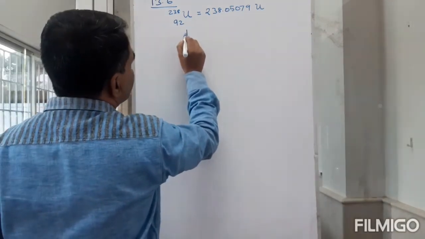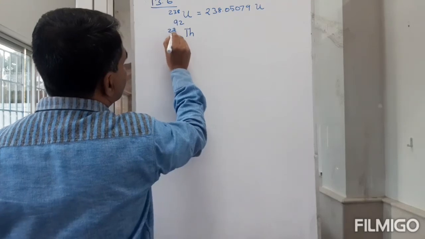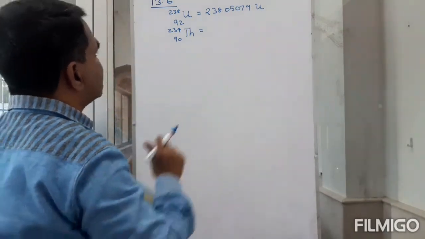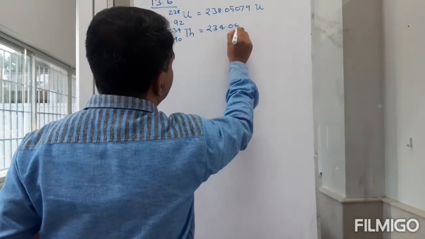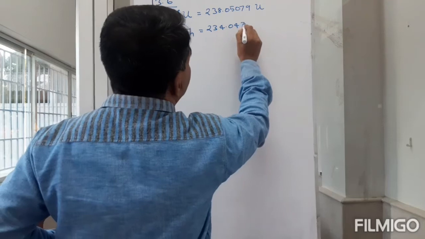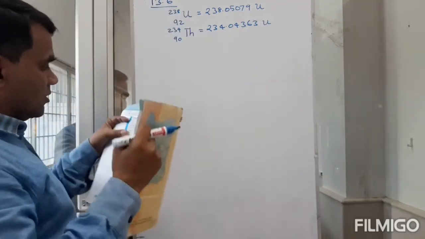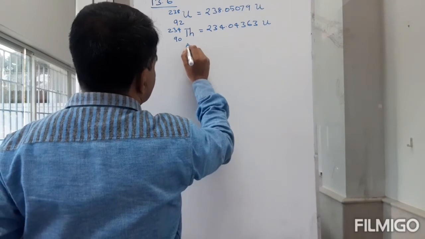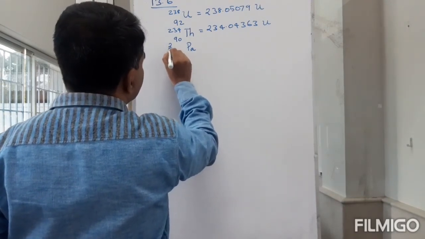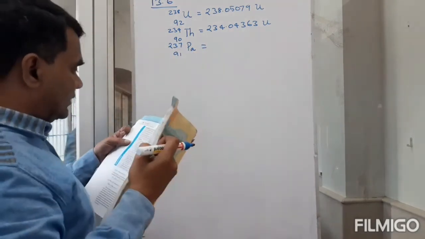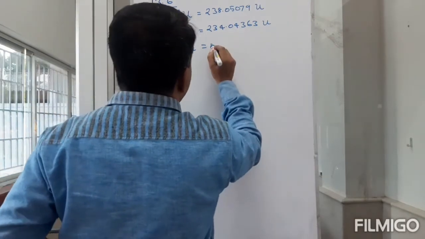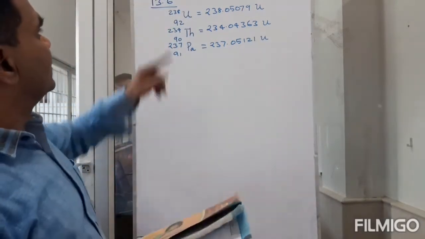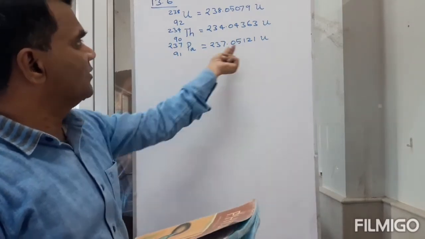And then thorium 234. So you got thorium here. It's 90, and then this is 234. And what is the mass given here? It is 234.04363 atomic units. And protactinium, 91, 237. So protactinium is 91 and then 237. And what is this mass? Actual mass is 237.05121. See, you only have 238, slightly more. 234, slightly more. 237, slightly more.